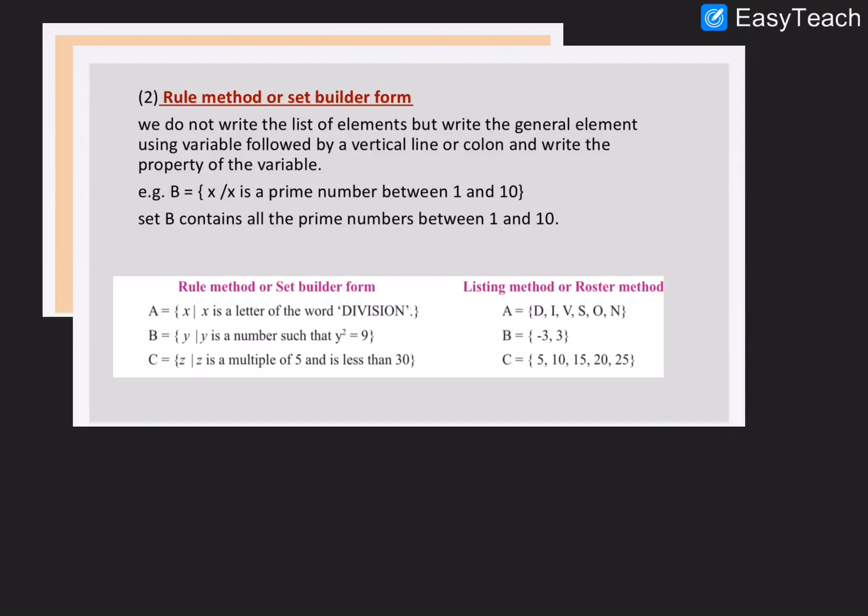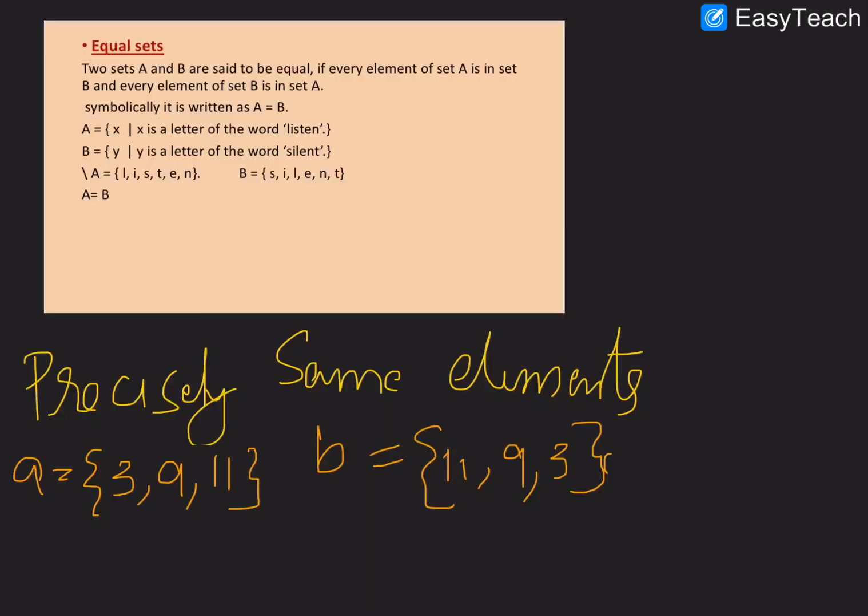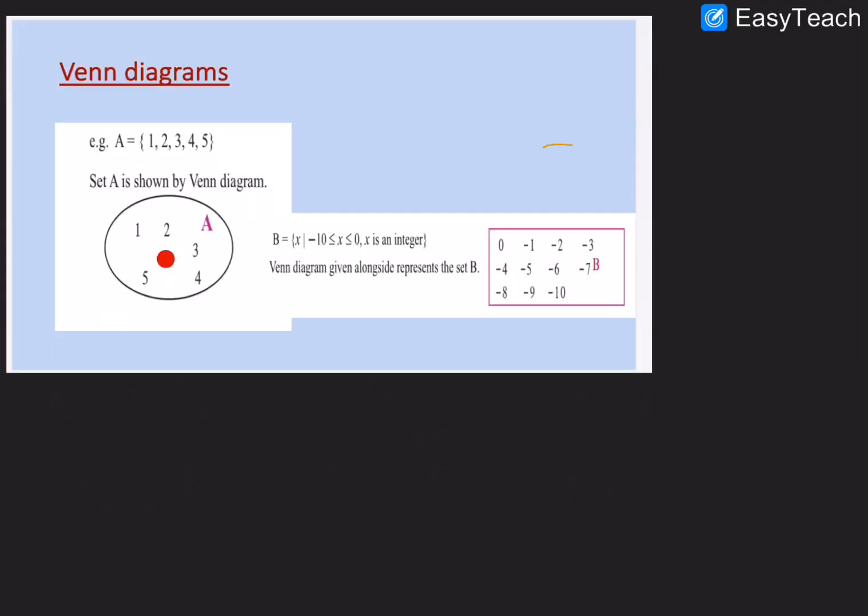So we have seen the two methods of writing a set, the set builder form and the roster form. Also we have seen different types of sets: singleton set, null sets, finite sets that have a finite number of elements, infinite sets that have an infinite number of elements, and equal sets. We can say two sets are equal when they have exactly the same elements. Also we have seen the Venn diagram to represent the set.